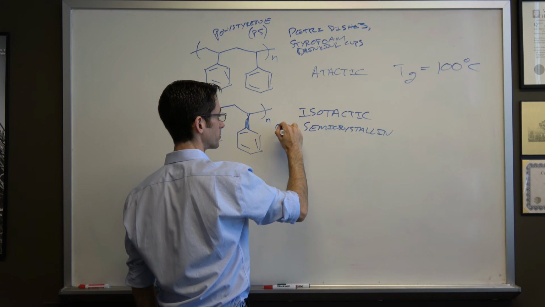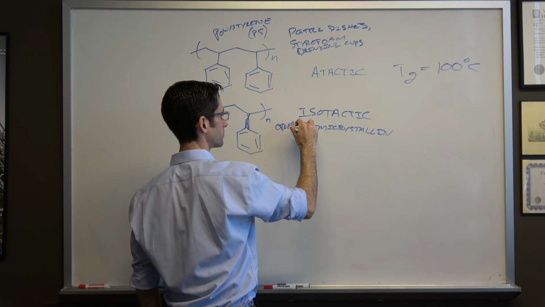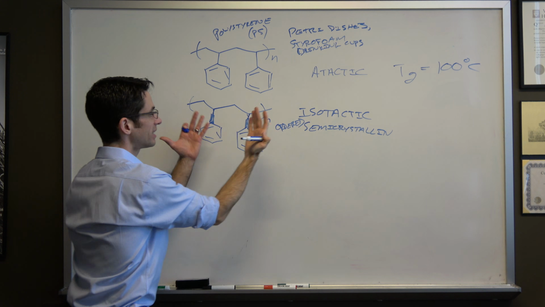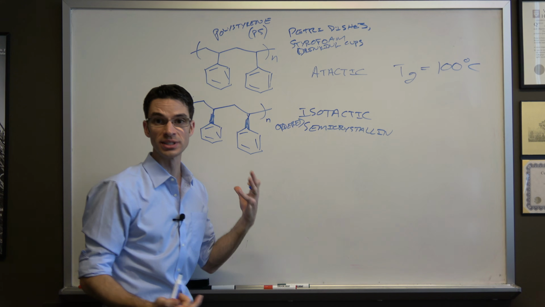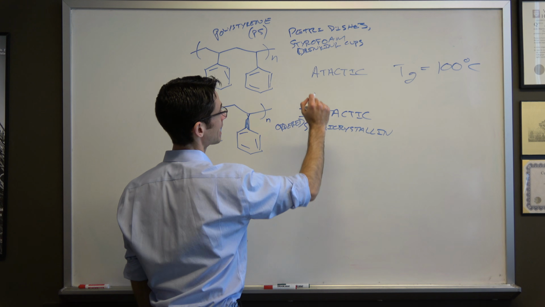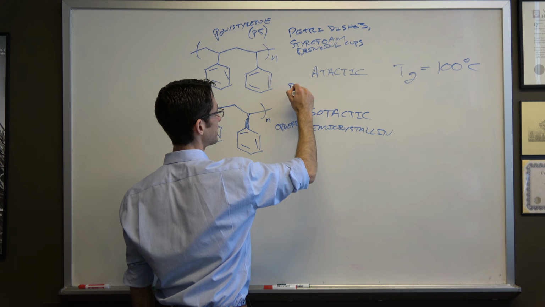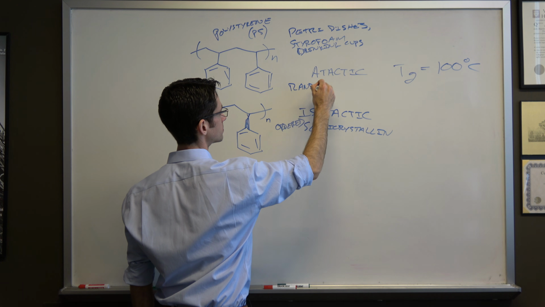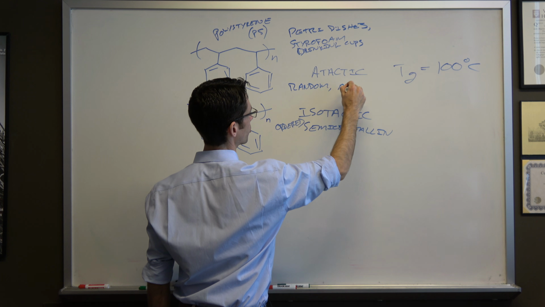Because it's ordered. Because there's a regular arrangement, and therefore this material can form an ordered structure in the solid state. Atactic polystyrene is random, and it is therefore amorphous.